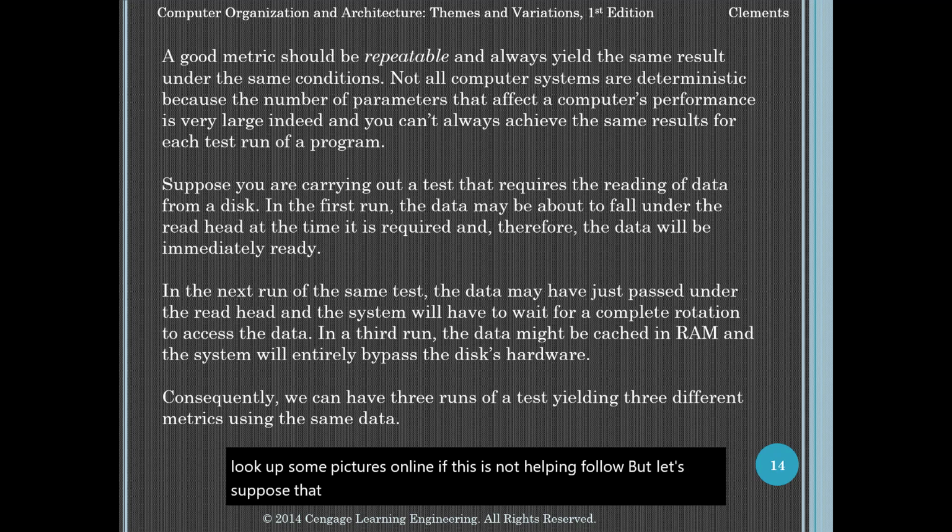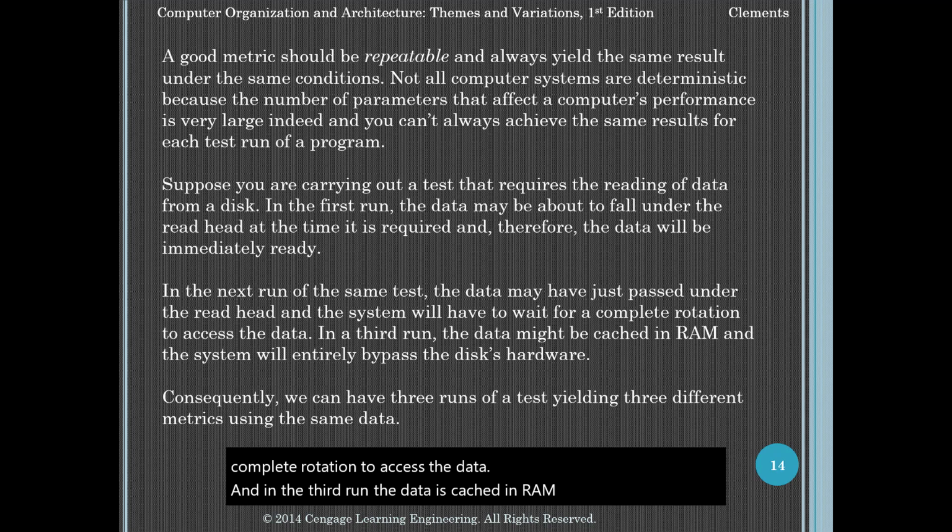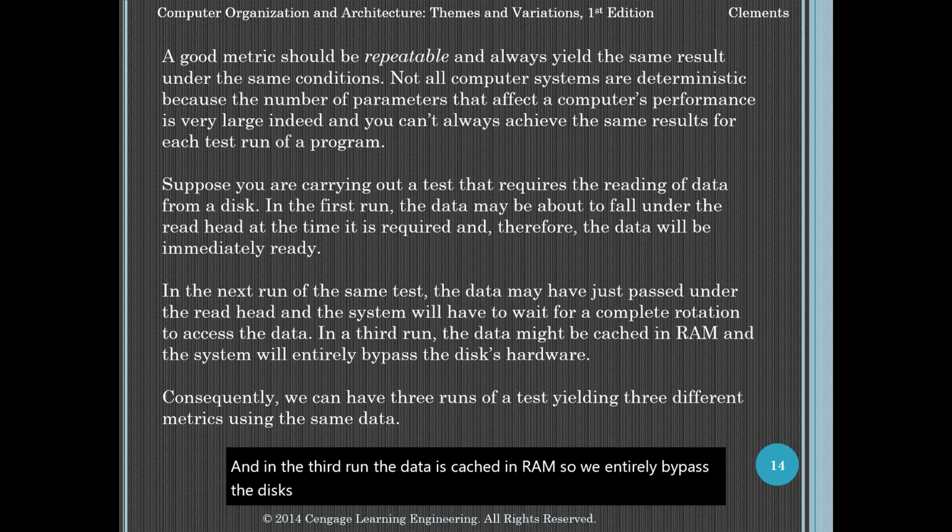But let's suppose that the data that we're trying to test falls right under the read head at the time that it's required. And so the data read will be immediately ready. The next time that we run the same test, maybe the data just passed under the read head and the system has to wait for a complete rotation to access the data. And in the third run, the data is cached in RAM, so we entirely bypass the disk's hardware. And so consequently, in this example, we could have three very different metrics using the same data and yield three very different results.